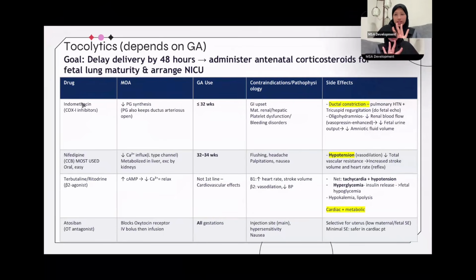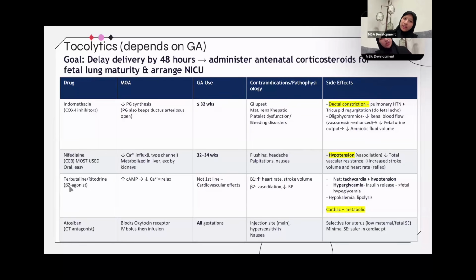Now, the four tocolytic drugs act on the receptors that we talked about. Prostaglandin inhibitor, so COX inhibitor, indomethacin, they decrease prostaglandin, and they have these side effects. The important thing for you is to know the type, when you can use it, and the side effects that are highlighted. Calcium channel blocker is the most used. It's oral, it's easy. It directly stops the calcium from coming in and contracting the muscle, which makes sense. So calcium influx.